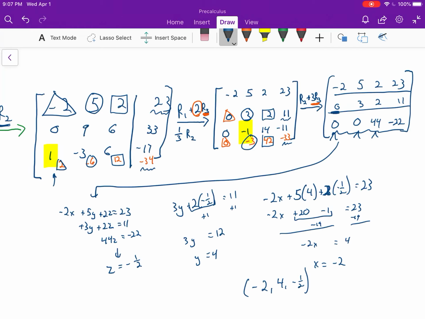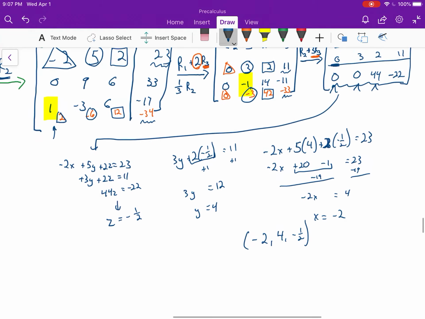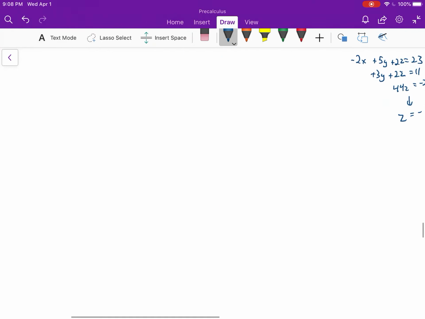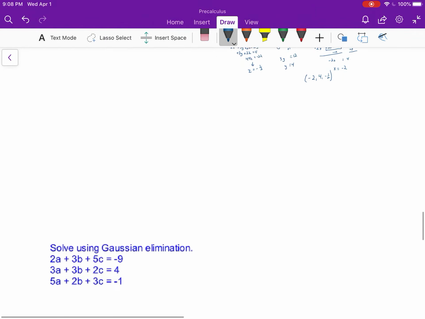So that's Gaussian elimination. It does take some time, but if you remember back to solving 3 equations, that also took a long time. The nice thing about this is, since we're just working with numbers and operations, you could actually program something to solve this for you. So let's go ahead and look at our last question, if I can find it.